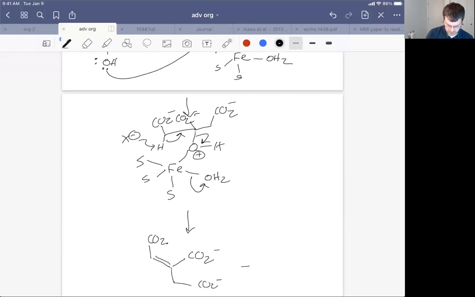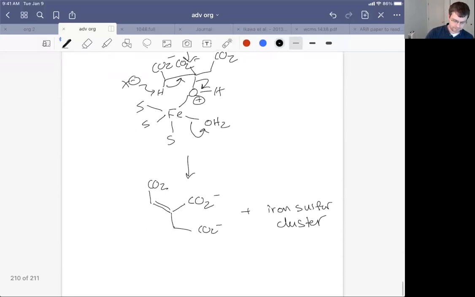Now what that gives rise to is this product plus an iron sulfur complex, or iron sulfur cluster, excuse me, which can be turned over by doing some proton exchange. And it looks like perhaps an oxidation state change, but anyway, the iron sulfur cluster is regenerated, but we also get a molecule called aconitate. Aconitate, which is an important biological intermediate.